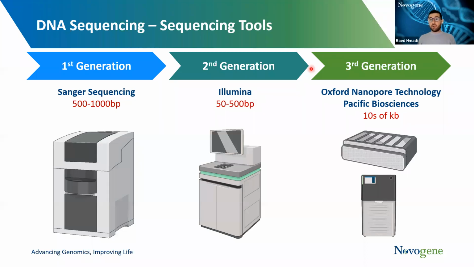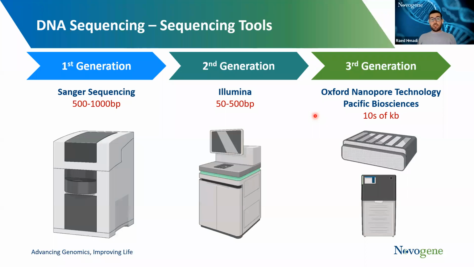However, in the last couple of years, there have been a lot of developments and advancements in the field of third-generation sequencing tools. These tools are mainly represented by two main platforms, Oxford Nanopore Technology and Pacific Biosciences, or PacBio. Using both of these platforms, we are now able for the very first time ever to sequence DNA fragments that are tens of kbs in size on average.